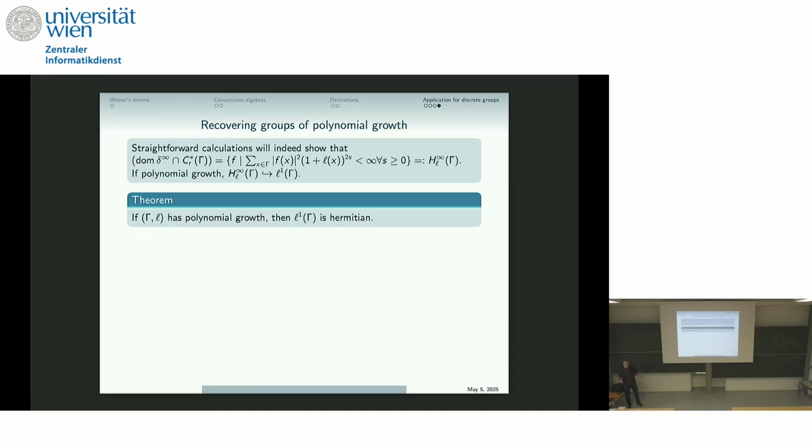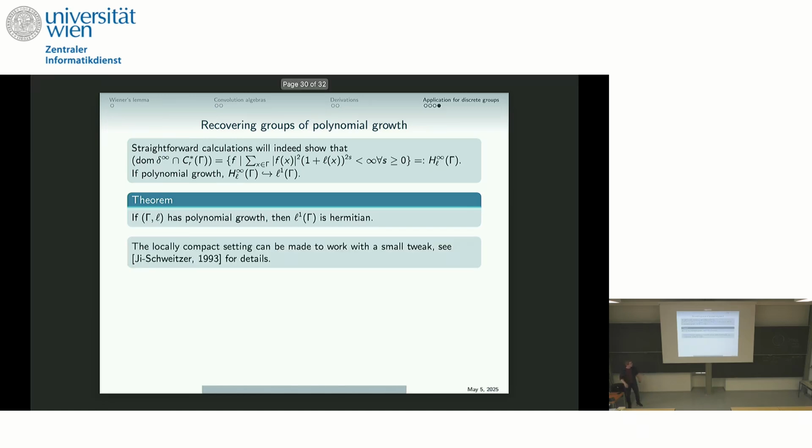I want to now indicate what you can do, but I don't want to write anything because it gets incredibly technical, to recover the compactly generated, locally compact version of this. The issue lies in that the equality at the very top here, this dom delta infinity intersected with the reduced C-star algebra being equal to the middle set, is no longer true on the nose. And the issue, for the people in the audience familiar with group C-star algebras, is that if I'm a locally compact group, then my reduced or full C-star algebra does not embed into L2 of the group. This poses quite a big technical obstacle.